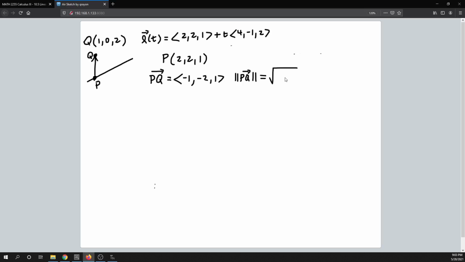And when we do that, we get negative 1 squared plus negative 2 squared plus 1 squared, and that is going to come out to be 1 plus 4 plus 1. And so that comes out to be square root 6.